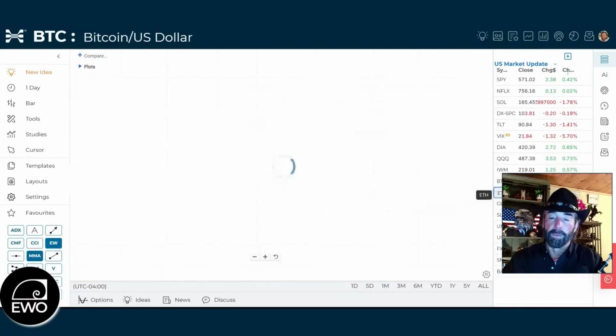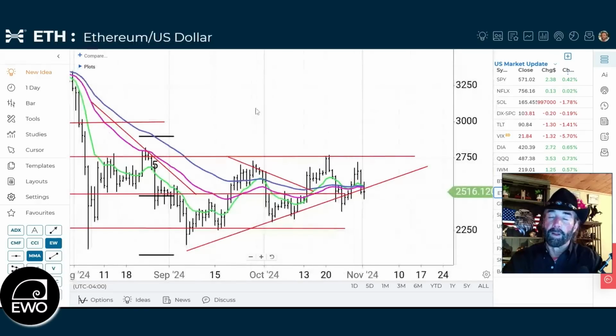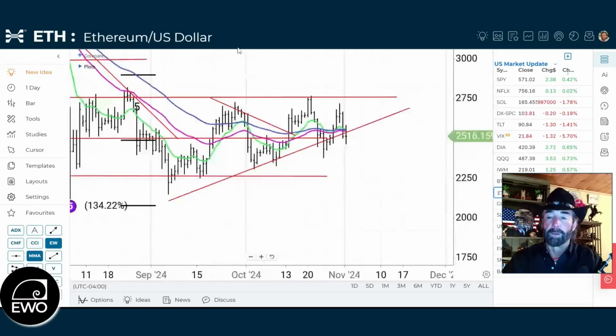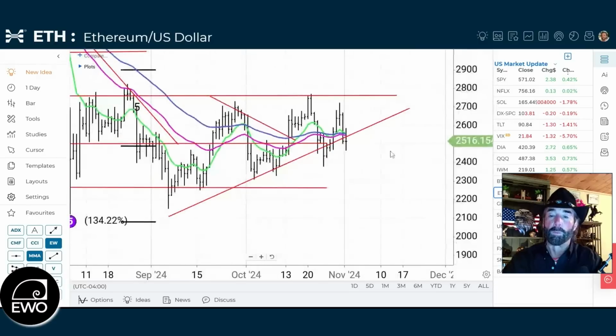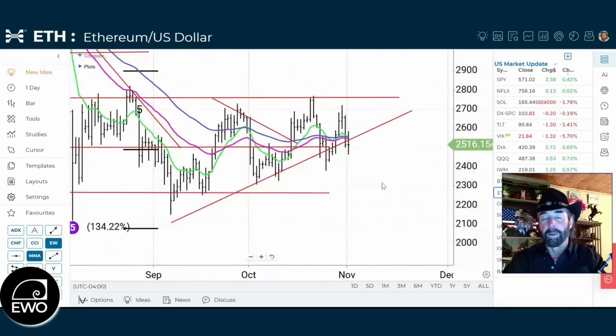Now we take a look at Ethereum. We've talked about how it needs to hold in around 2,500. And what I was talking about earlier politically is one of the parties is far more favorable to Bitcoin and cryptos than the other party. And we may see some volatility around that. So, again, you want to make sure and tune in next week. We have a bit of an ascending triangle forming here.